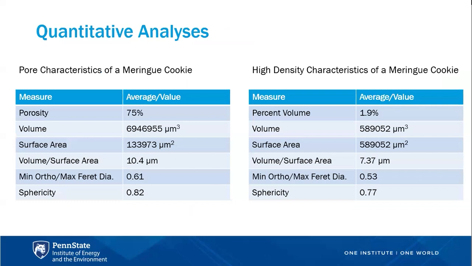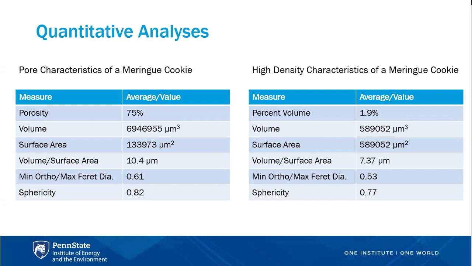And you can actually do quantitative analysis on this. So this is from those pores and those high density things. The porosity, about 75% of that cookie was air, which makes sense since it's just whipped egg whites, versus only 1.9, or about 2%, of it is sugar, or was that high density, which I suppose is sugar. You can see that the average volume size of the pores is much bigger than the small particles that were high density.